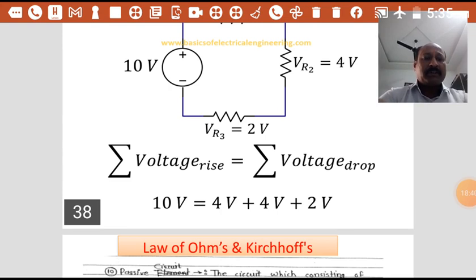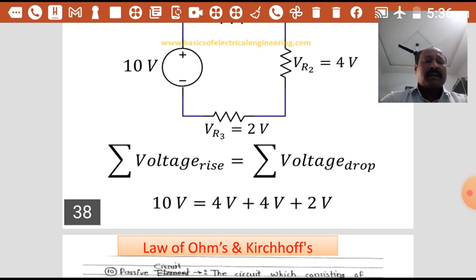The addition of all voltage rises equals the addition of all voltage drops, or the algebraic sum of voltages equals the algebraic sum of voltage drops. In this circuit only one voltage source is there. In some circuits there are two or three voltage sources, and two or three loops. For every loop you have to use this relation: the sum of the voltage rises equals the sum of the voltage drops.